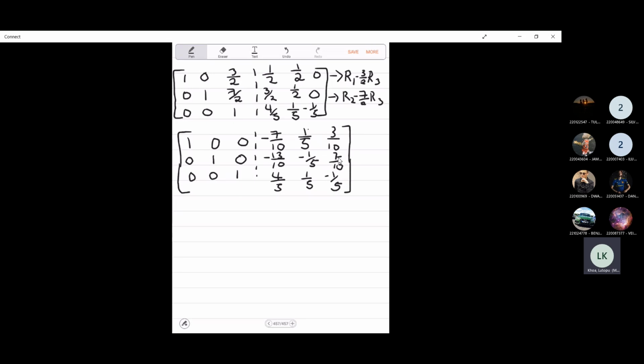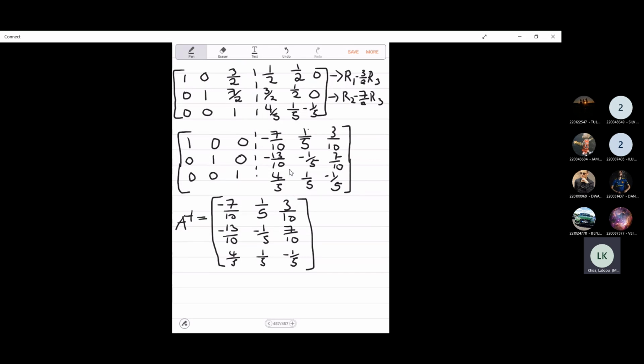So A inverse is equal to this matrix here: minus 7 over 10, 1 over 5, 3 over 10, minus 13 over 10, minus 1 over 5, 7 over 10, 4 over 5, 1 over 5, minus 1 over 5. So that is your inverse. So you just read the right part of your augmented matrix.